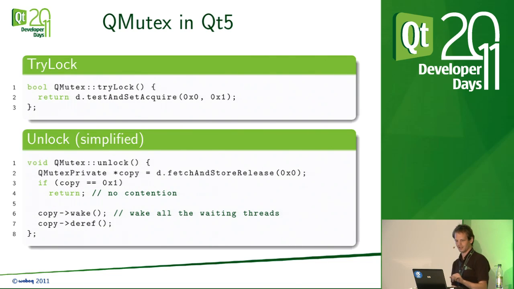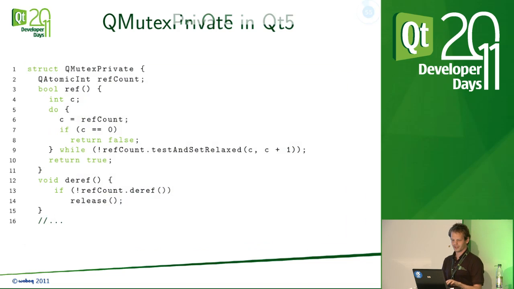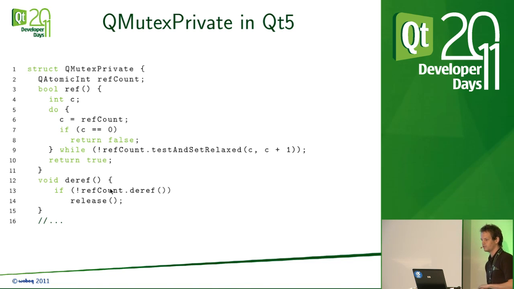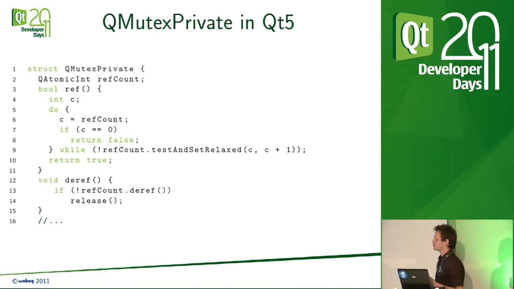But yeah, let's continue. And then you see this dref here, which means that the QMutexPrivate is ref counted. So let's see how QMutexPrivate looks. So we have this ref count, and so let's look at the ref. If the ref count goes to 0, we want to release the mutex private.